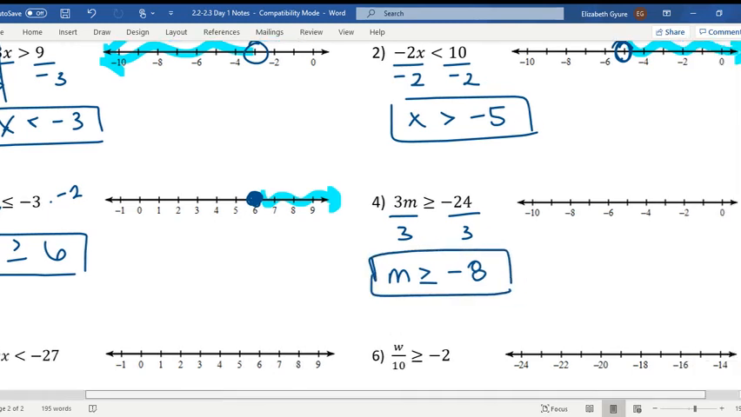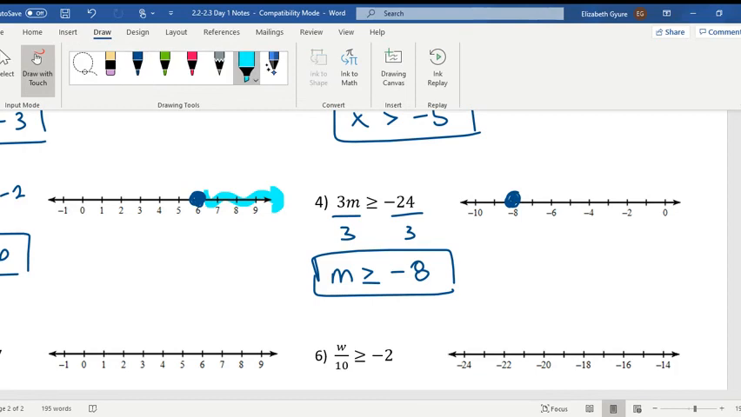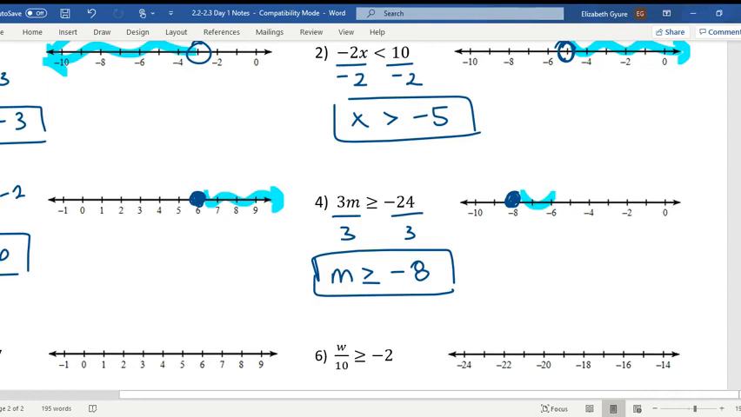Good. Nick Lopez, open or closed circle at negative 8? Closed, good. And Mason B, shade to the left or to the right? To the right, good.